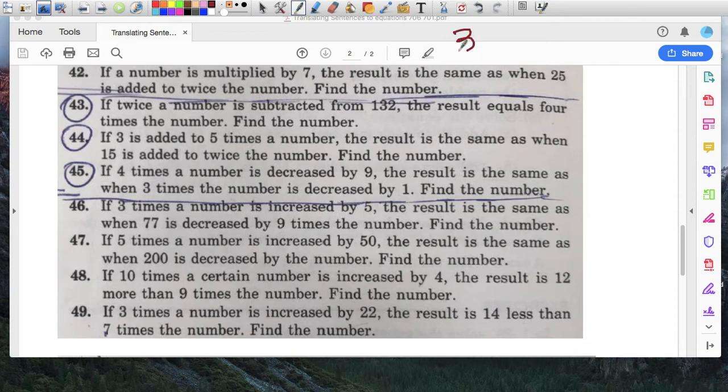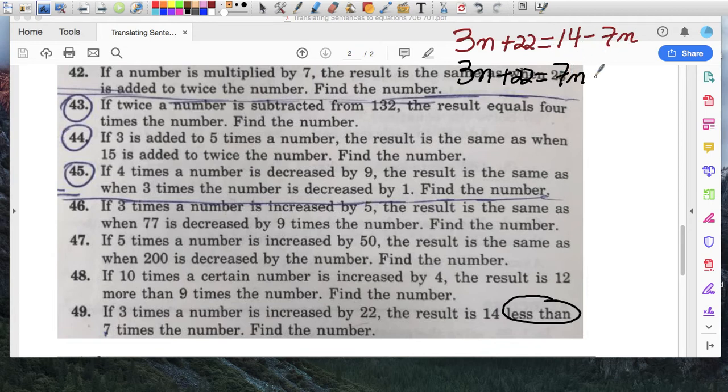49. 3 times a number is increased by 22. The result is 14 less than 7 times the number. So I guess the first thing you want to do is write out your equation. And then, because we had a subtraction here, just stop and ask yourself if you have to switch things over or not. And in this case, we do, because the word was less than. So I have 3n plus 22. And the less than is going to make me switch the position of these two terms. So 7n is going to come first. Minus 14 goes to the back.